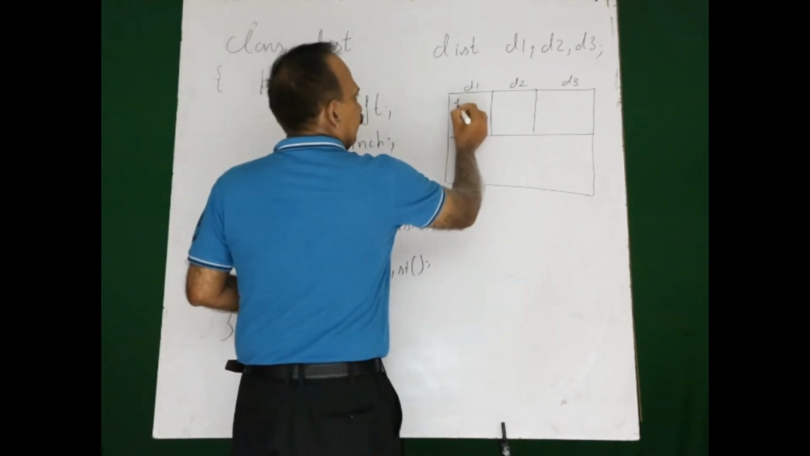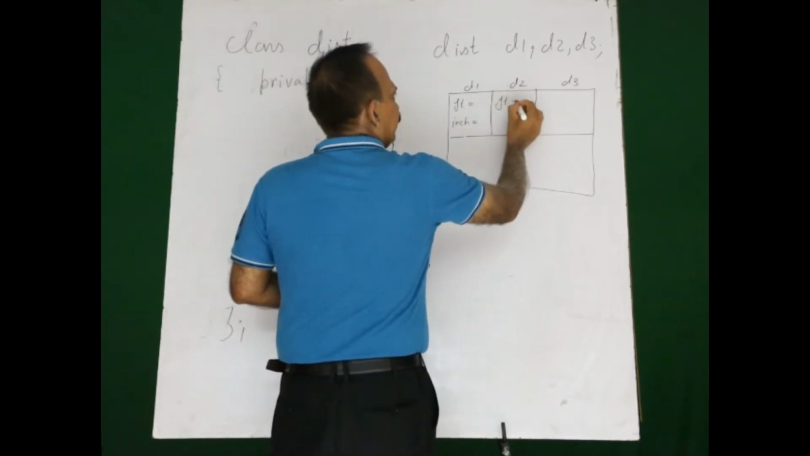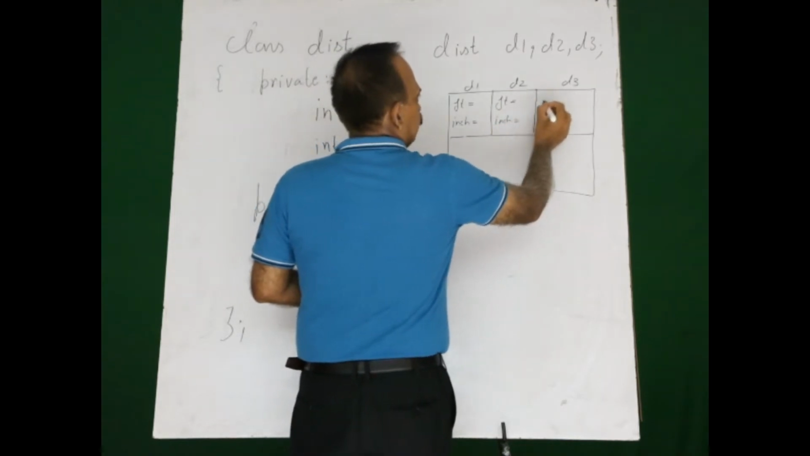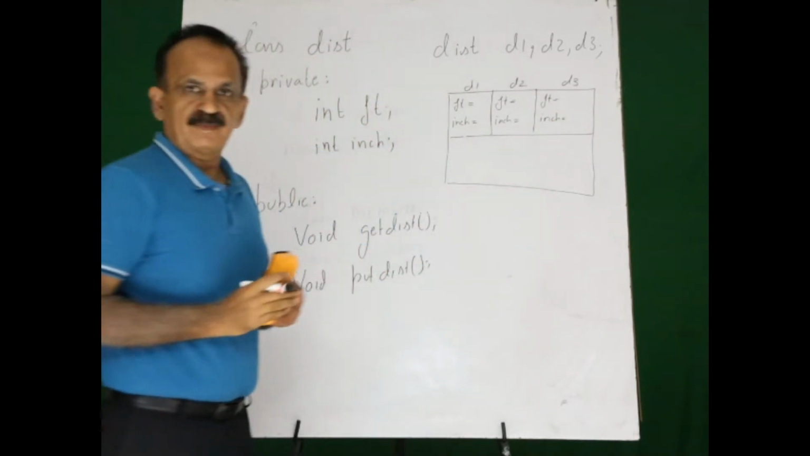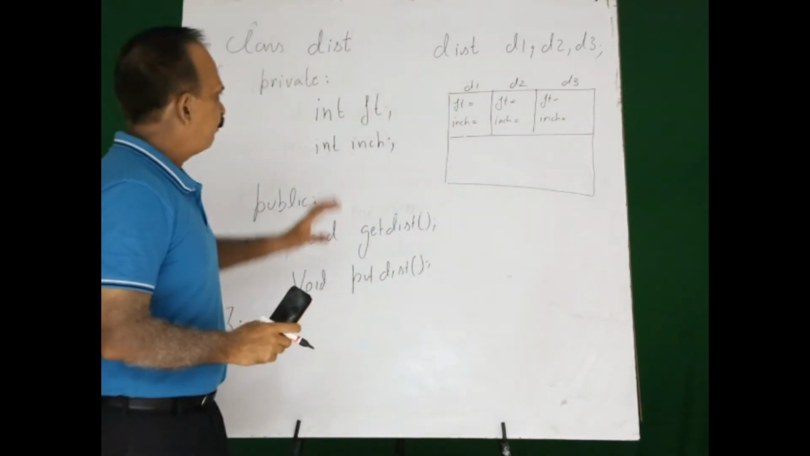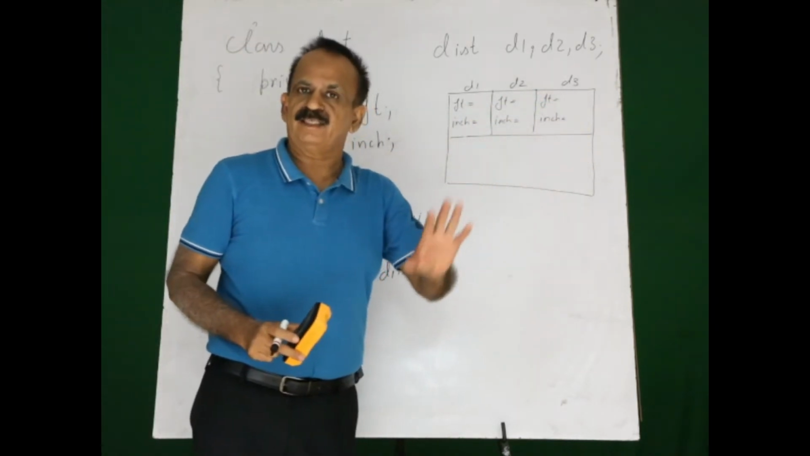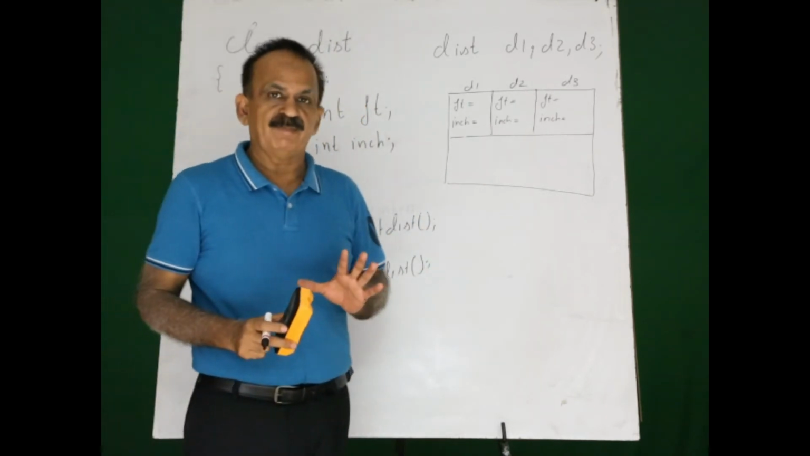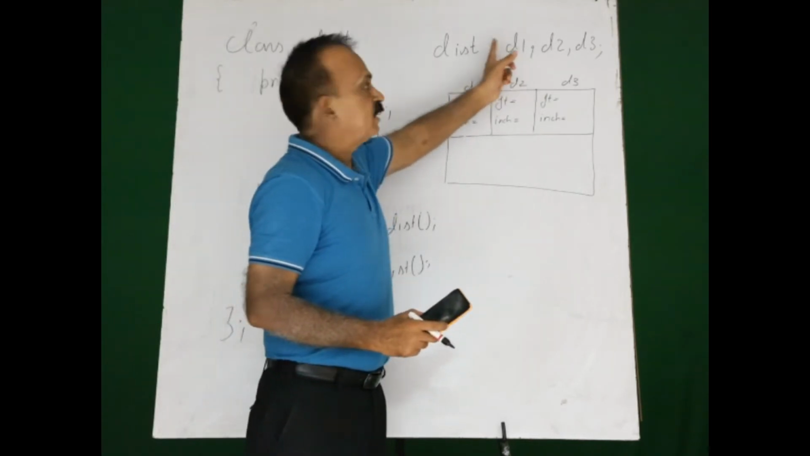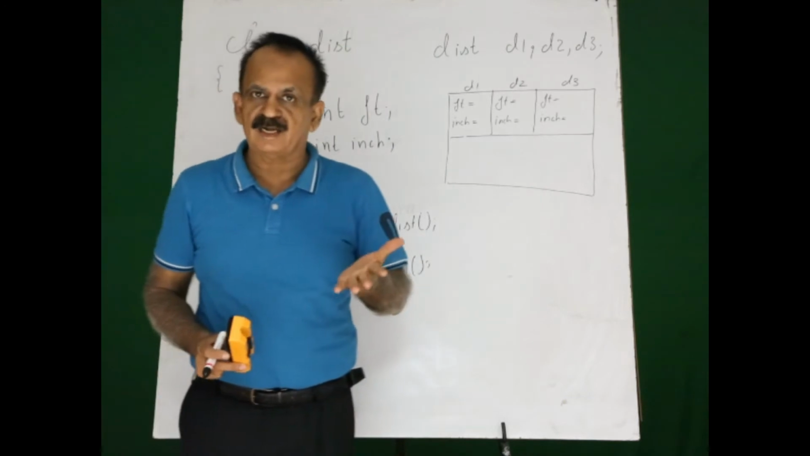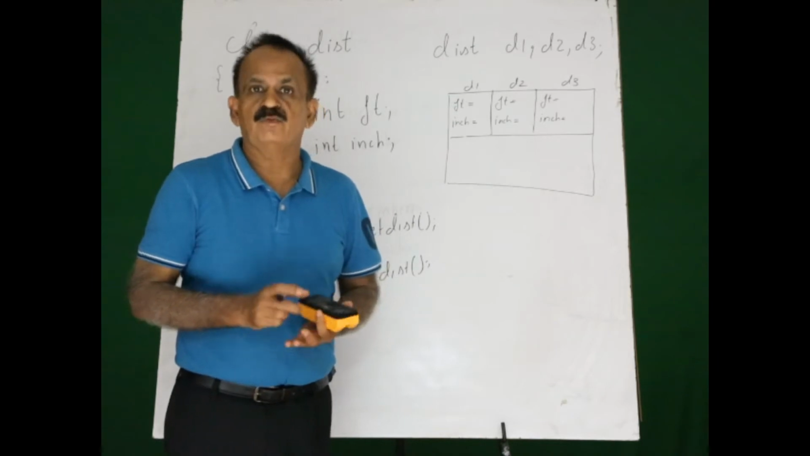Say this object will be having feet, this object will be having inch, again a feet part and inch part, and no doubt the third distance will be again having a feet part and inch part. Very interesting. The data members are copied for each and every object created for this class. Now these data members are called instance variables. Actually the object is an instance of this class, and for every instance these data members are copied, and that is why these are known as instance variables.